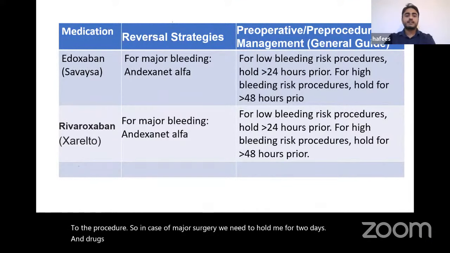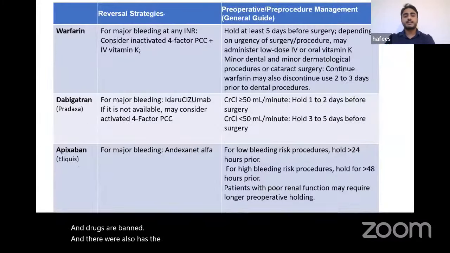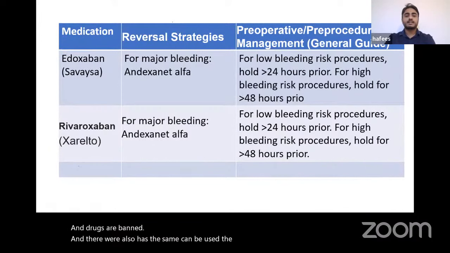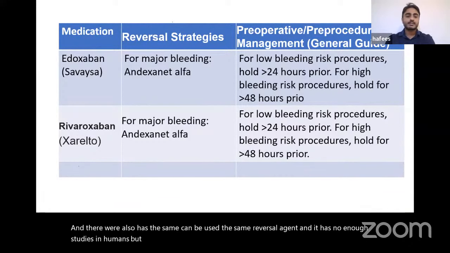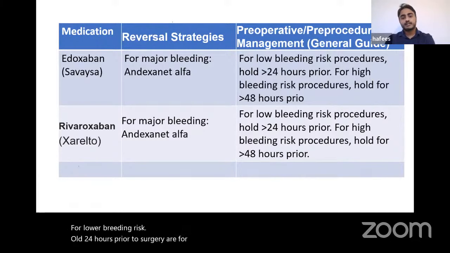Edoxaban and rivaroxaban can also use the same reversal agent, and it has not enough studies in humans, but animal studies have proved its efficacy. For lower bleeding risk, hold 24 hours prior to surgery, or for high bleeding risk, 48 hours for both rivaroxaban and edoxaban.